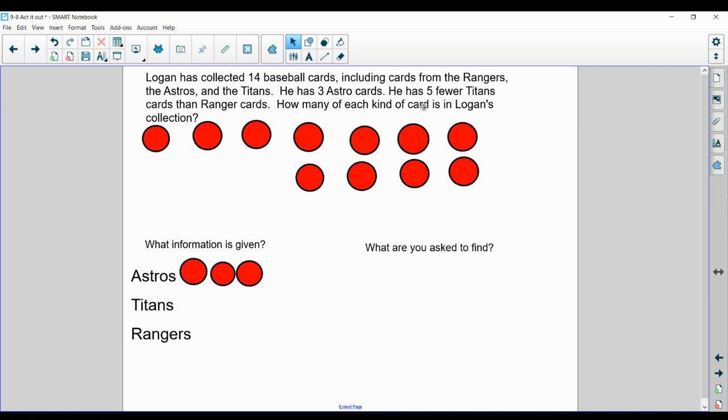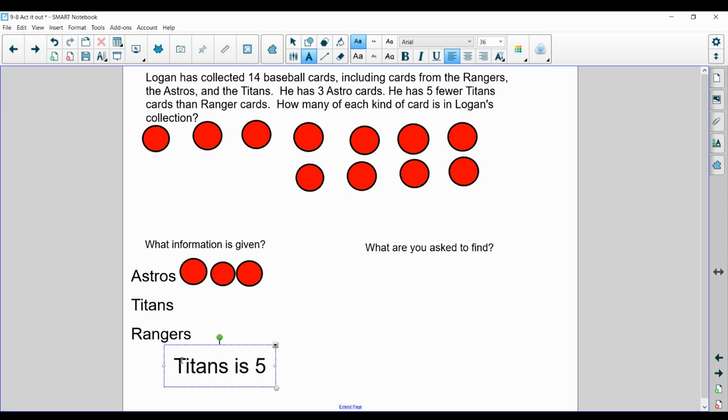And now he has 5 fewer Titans cards than Rangers cards. The problem is now I don't know how many Titans cards he has, and I don't know how many Rangers cards he has, but I do know that he has 5 fewer Titans than Rangers. So this number, Titans, has to be fewer than Rangers. So I'm just going to make a note of that on here to help me remember. This is 5 fewer than Rangers.